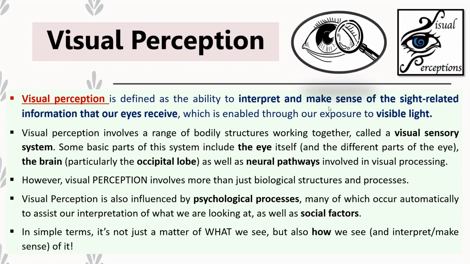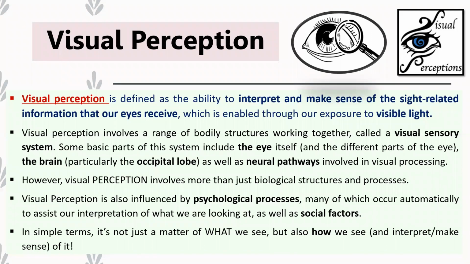Now, in order for us to be able to have proper visual perception, we need to have a range of bodily structures, okay? And these bodily structures are called the visual sensory system. And the visual sensory system is not just the eye itself, but it's also the brain, specifically our occipital lobe, which is at the back of our head. That's the part involved in vision. And it's also neural pathways that are involved in visual processing. So although the eye is the main sensory organ for receiving that visual stimuli, the brain obviously has a big role in terms of perceiving or making sense of that visual stimuli or those images.